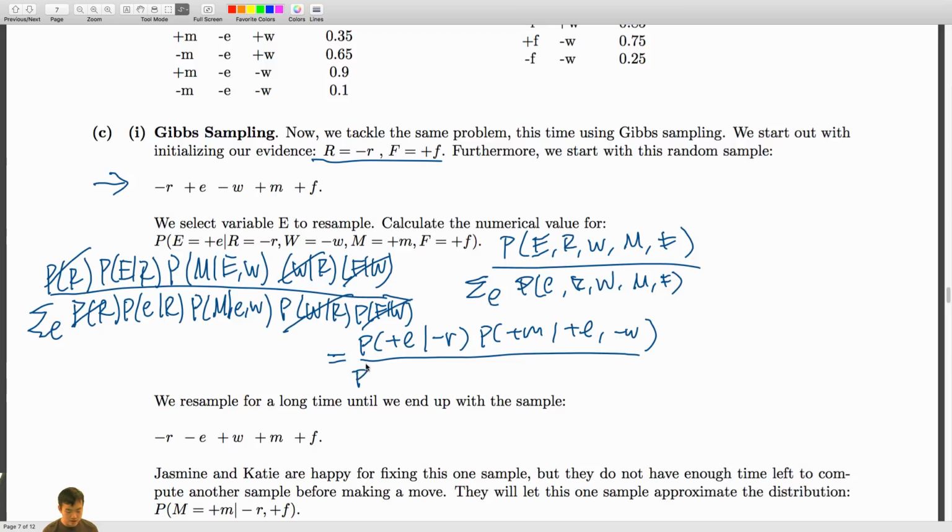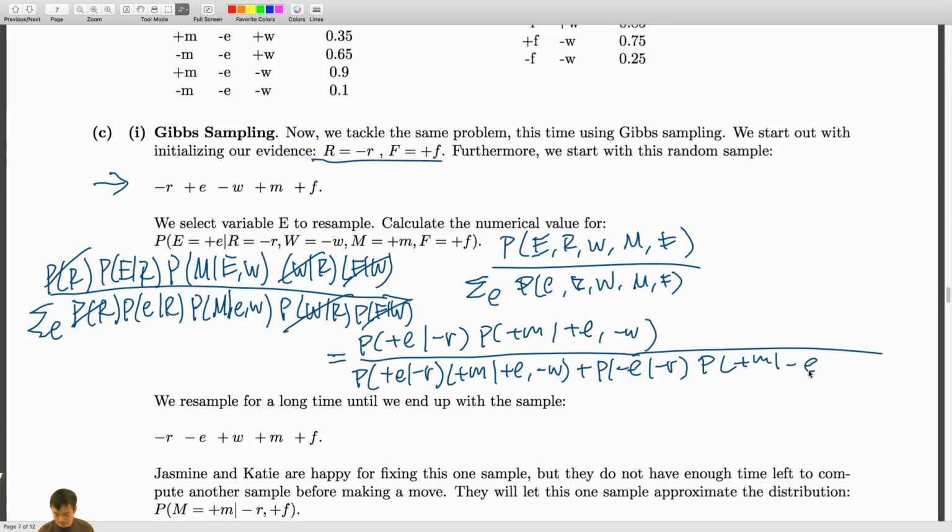And on the denominator, we're going to have the summation, which applies the law of total probability over variable E: plus M given plus E, minus W, plus the probability of minus E given minus R. So in this case, we're going to use either plus E or minus E. This all boils down to 0.6 times 0.45, from looking at the probability tables we have above, over 0.6 times 0.45 plus 0.4 times 0.9. And finally, this gives us the weight 3/7.